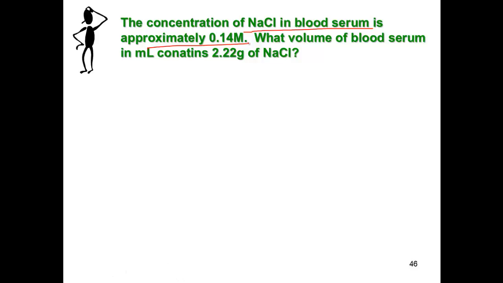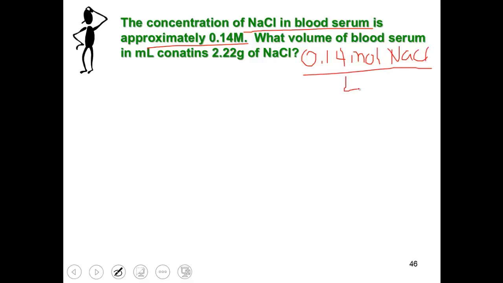So you might say to yourself, what is she talking about here? First of all, do what I told you to do. Write down, if you've got molarity, what that really means. So it's 0.14 moles of sodium chloride. Now, the only other number they give us is 2.2 grams of sodium chloride. If I'm given a choice, I'm going to pick this number to start with first because it only has 1 unit on it.